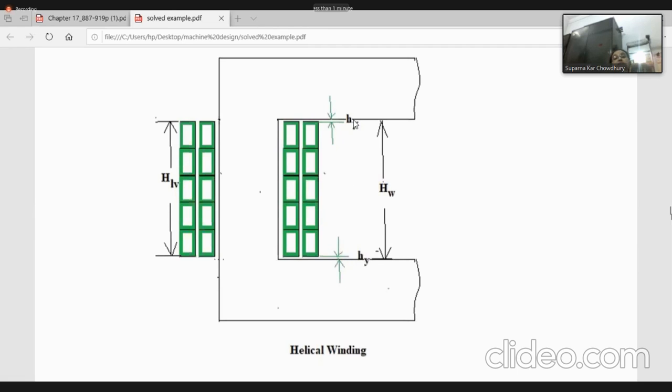That depends on the voltage. Strictly speaking, it depends on the high voltage. Why the high voltage? Because we want the height of the high voltage and low voltage windings to be the same. So if you want the low voltage winding height to be the same as the high voltage winding height, this clearance depends on the high voltage.